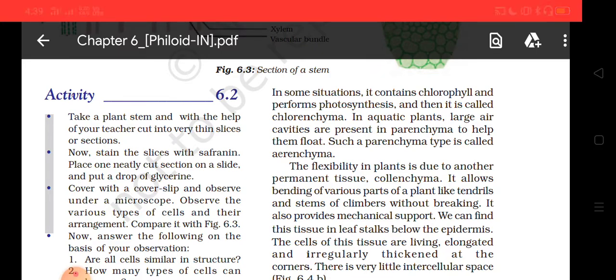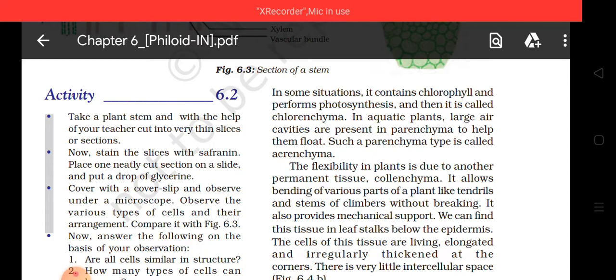Whereas another one is the aerenchyma. Aerenchyma is the plant tissue which has air sacs in between, which helps in floating in the water. These are mainly found in aquatic plants. So aquatic plants contain aerenchyma. These cells provide buoyancy to the leaves so that they can float on the surface of the water.